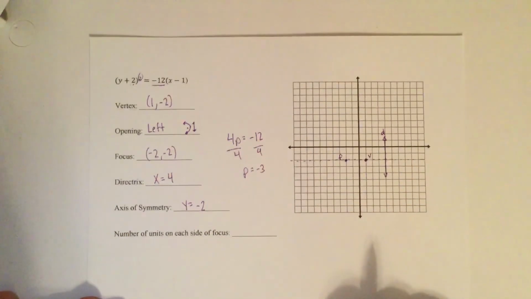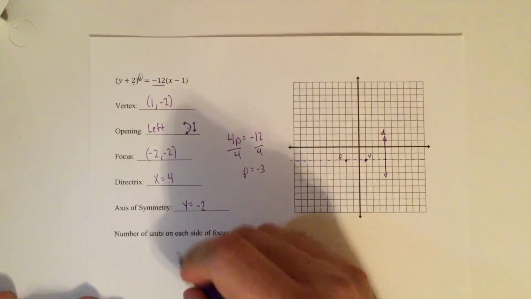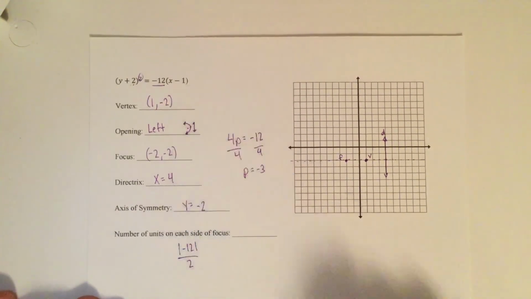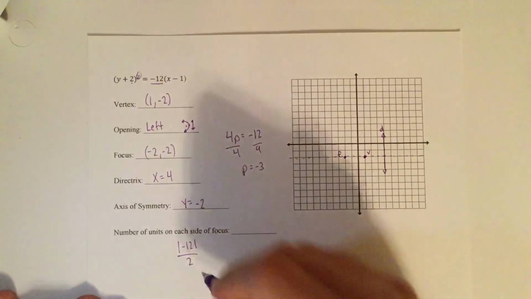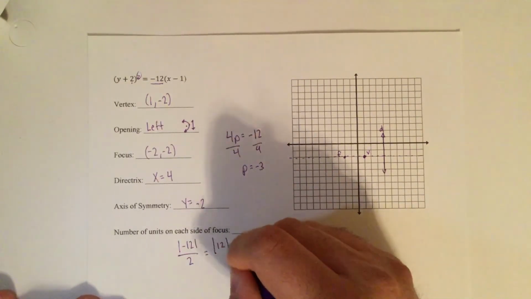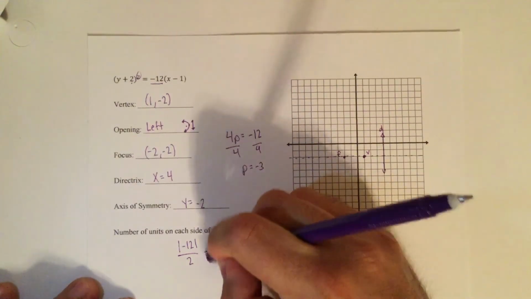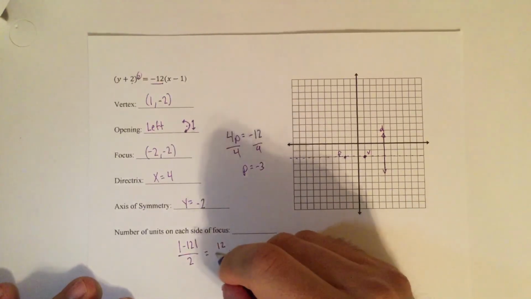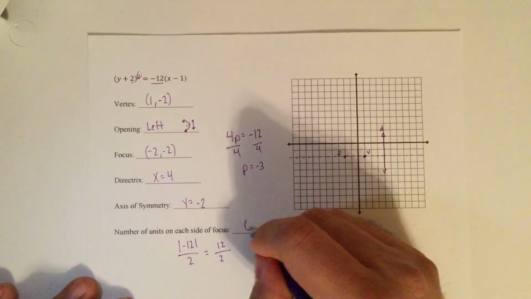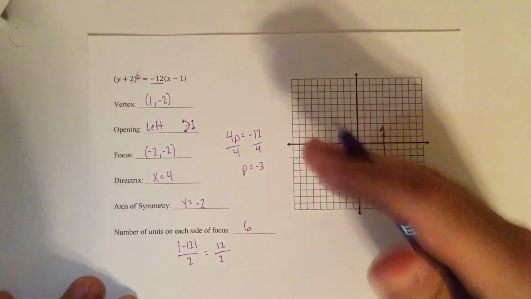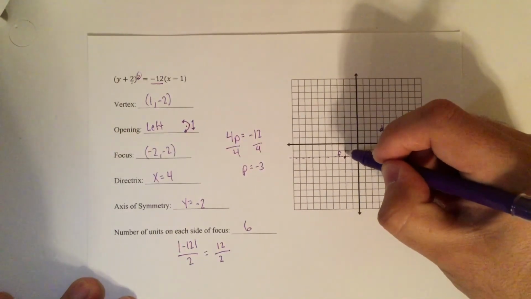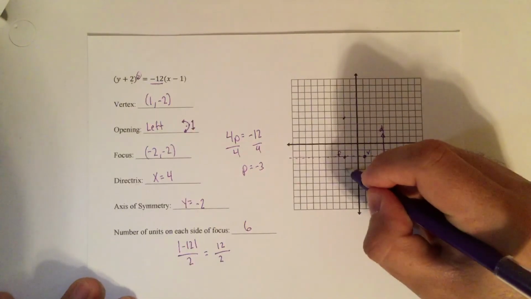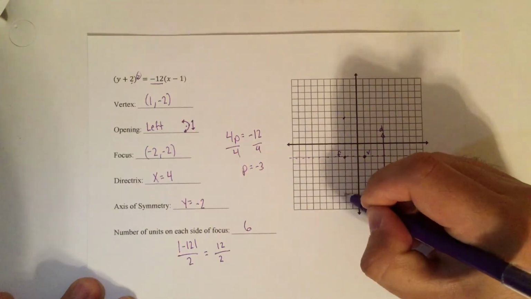For the number of units on each side of the focus, we take the absolute value of 4p, which in this case is -12, and we divide it by 2. The absolute value of -12 is 12, and we will divide that by 2, which is 6. So we go to the focus, and since it's open to the left, we count 6 units up, 1, 2, 3, 4, 5, 6, and 6 units down, 1, 2, 3, 4, 5, 6.